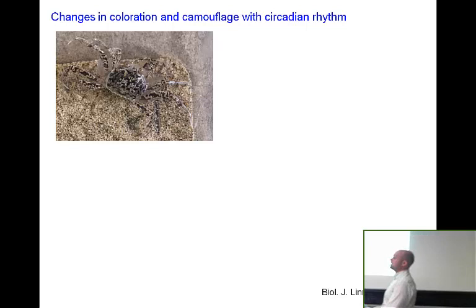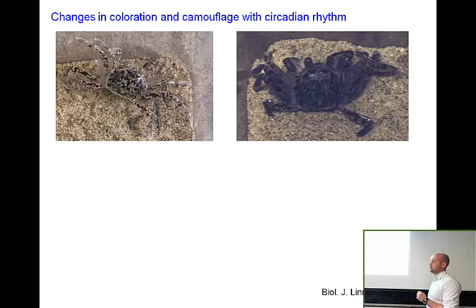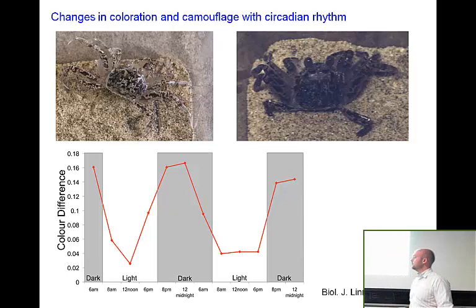So this is a juvenile photographed during the day, and this is the same juvenile photographed at night. And this is all controlling for light conditions and so on. And if you plot the change in coloration over this cycle, what you get is this nice change in coloration where the crabs are actually very dark at night. This is different from the background, but what they're doing is they're becoming dark at night and light during the day, dark again, light again, and so on.